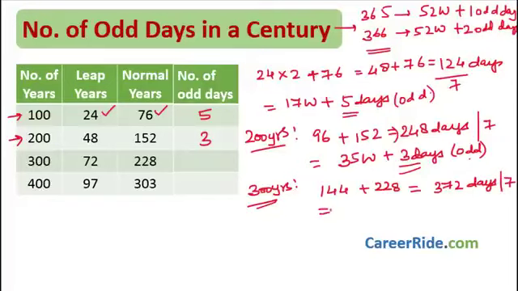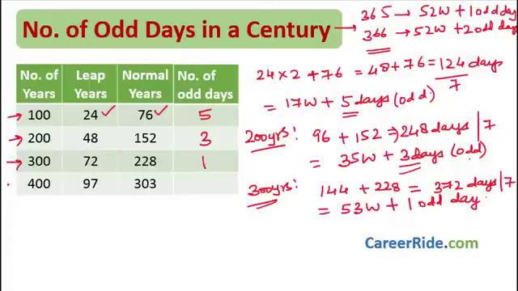So how many weeks do I get here? I get 53 weeks plus some odd days. And what is that? That is the remainder of 300. When I divide 372 by 7, that is equal to 1 odd day. Let us fill this information also in the table. So in a period of 300 years, there will be only 1 odd day.